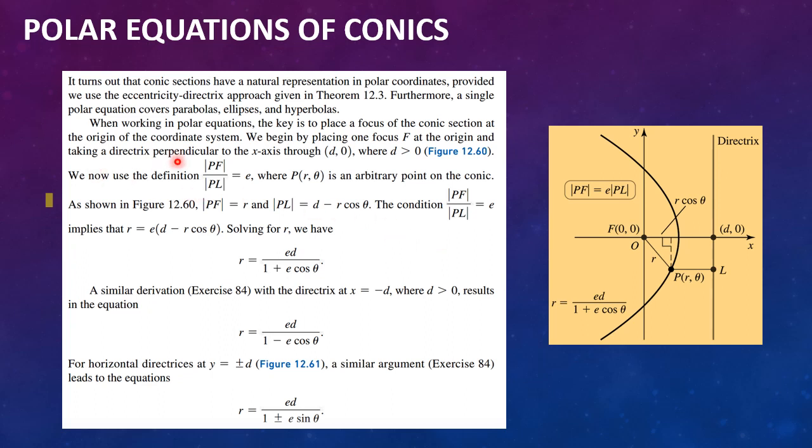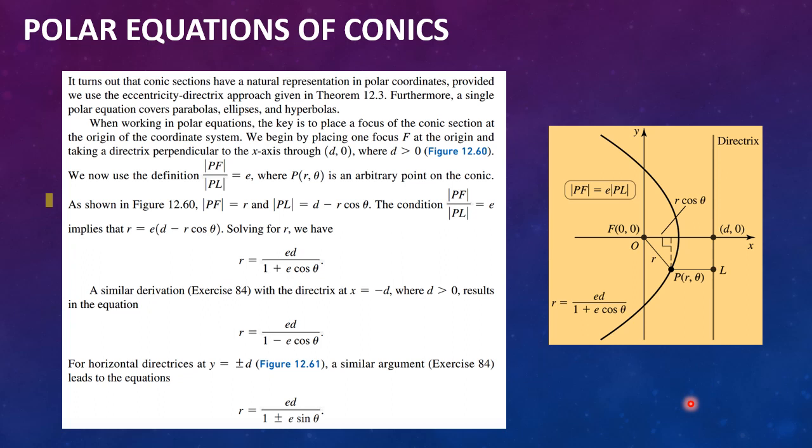And taking a directrix perpendicular to the x-axis through (d, 0), where d is greater than 0. So this is a perpendicular line through the x-axis. So it's perpendicular to x, parallel to y, and the d value is the x value d. So it's d units from the origin. Okay, where d is greater than 0, and the figure you can see is right to the right.